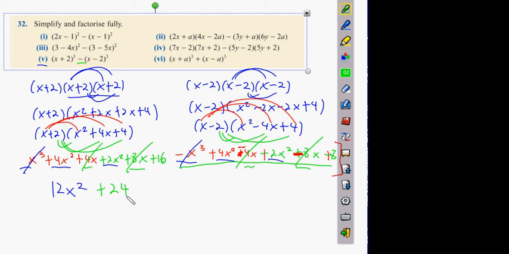Are you happy with that answer? What do I need to fix? What can come out? Huh? 12 into x squared plus 2. Can x squared plus 2 be factorized? No. Alright guys.